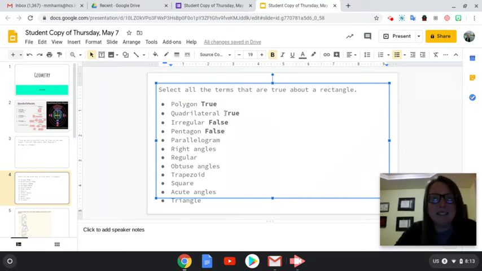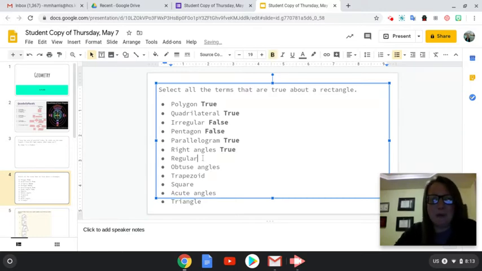What about a parallelogram? Can a rectangle be a parallelogram? What do you know about a parallelogram? It has 2 sets of opposite sides that are parallel and congruent. Is that a rectangle? Yes. So a rectangle is a parallelogram. Does a rectangle have to have right angles? Yes, so that is true.